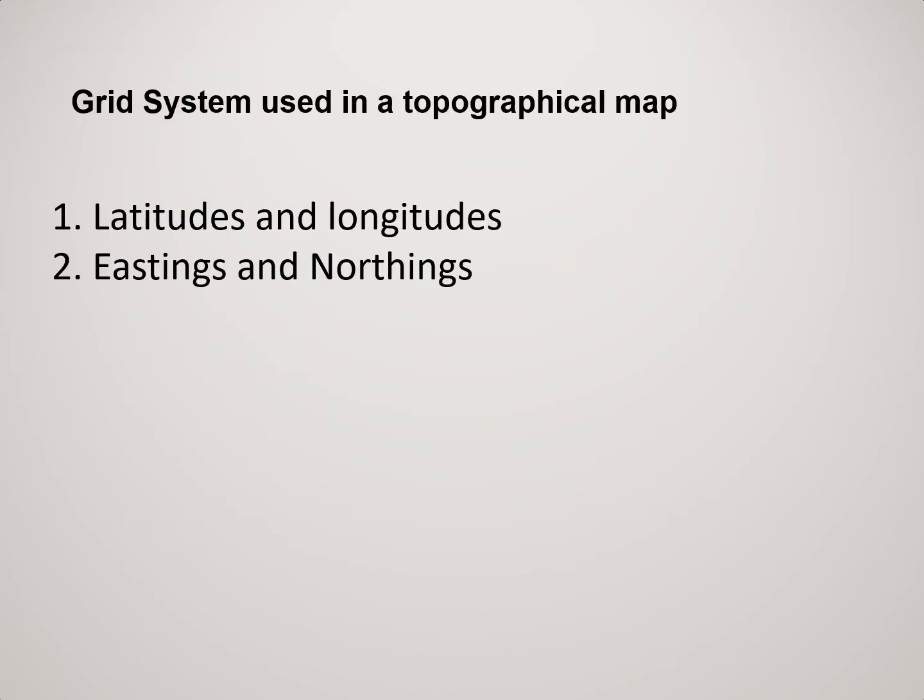Now what are these grid systems that are used on the topographical map? So there are basically two grid systems that we use. One is the latitudinal and longitudinal grid system, which we also refer to as the geographical coordinates. And the second one is the eastings and northings. In the grid system today, we are going to learn about the eastings and the northings.